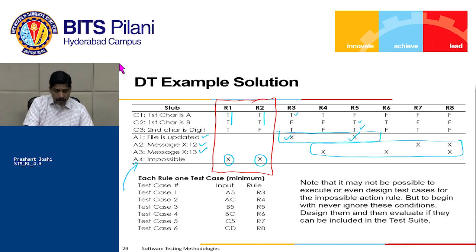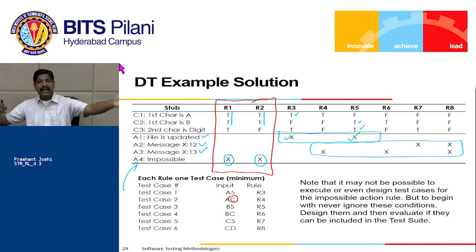Now for rule 4, I chose to make it as AC here. But remember, it is going to be first character is A. So it has to be A. But the second character is a digit is false could mean anything. It could be any input out of those hundreds of characters. It's not millions of characters, out of those hundreds of characters.